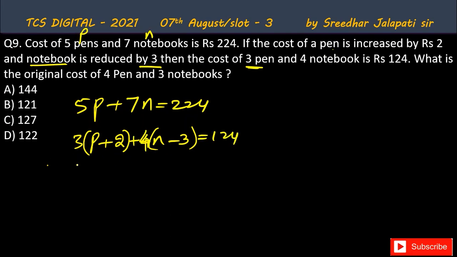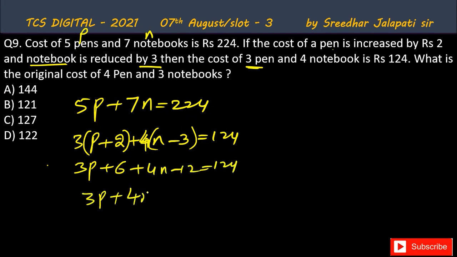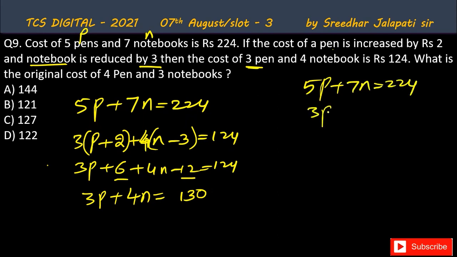If I simplify the second equation further, 3p plus 3 into 2, 6, plus 4n minus 12 is 124. Simplifying further, 3p plus 4n is equal to 124 minus 6 plus 12. If I send it to the right hand side, plus 6, 124 plus 6 is 130. Right? So now we have two equations. One is 5p plus 7n is equal to 224. The other one is 3p plus 4n is equal to 130.